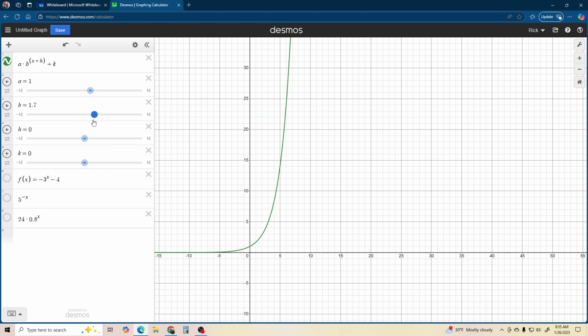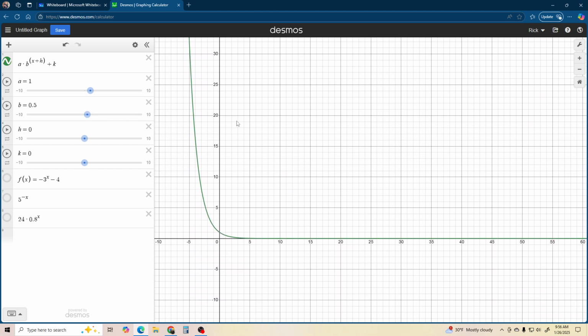Kind of like a does. But you'll notice that when we get to a certain point, we said b can't equal negative. It can't be negative. But if b is between 0 and 1, do you see how it flips over the y-axis? And it actually becomes exponential decay, which is what we're going to talk about a little bit later.